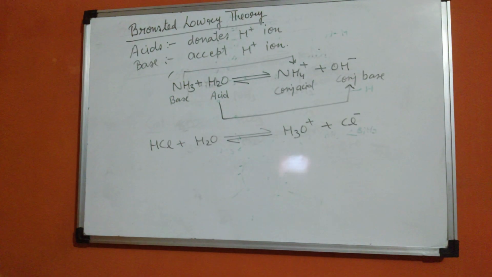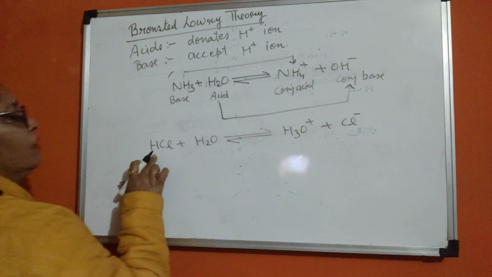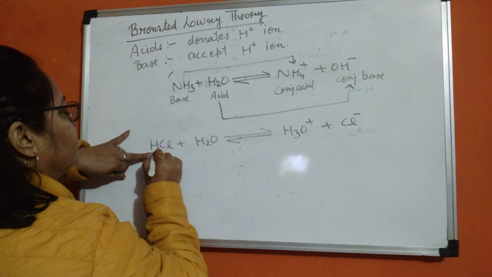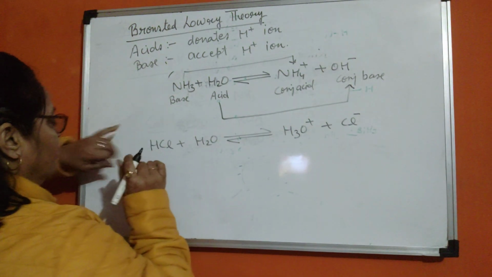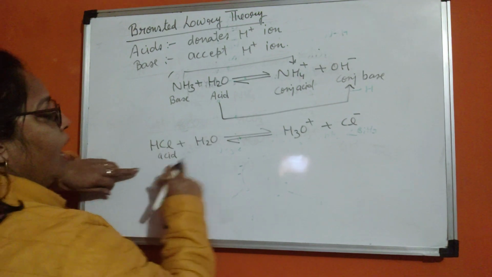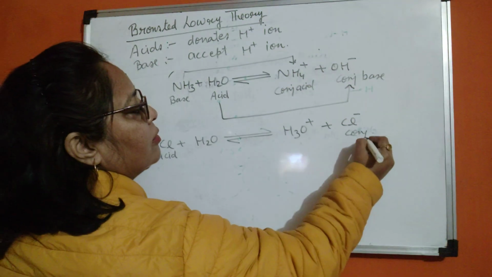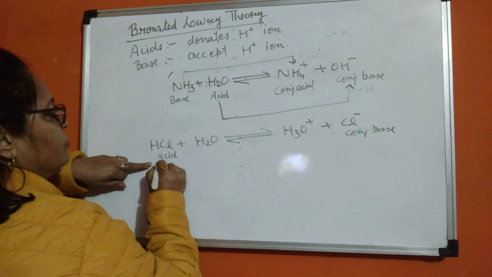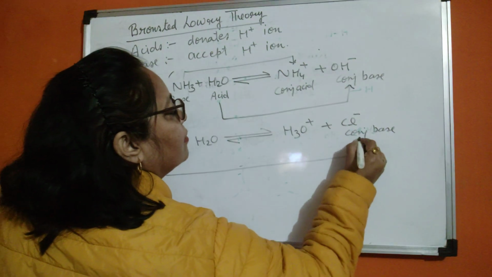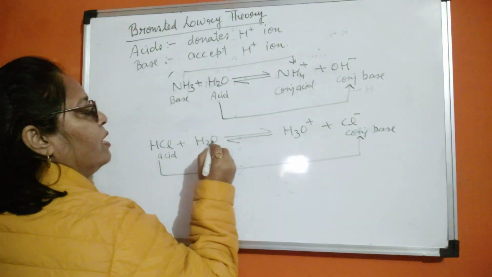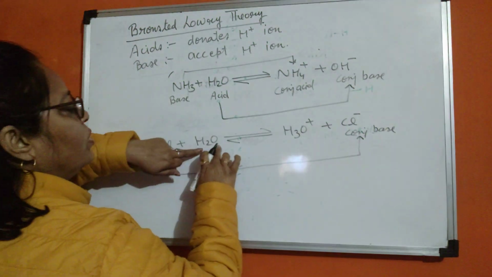Now in this case, which acts as an acid? So here we know that HCl donates its H plus and converted into Cl negative. So this HCl acts as acid and its conjugate base is this Cl negative. So this is the conjugate base. So we have this pair HCl and Cl negative, conjugate acid base pair, and meantime now this water is here.